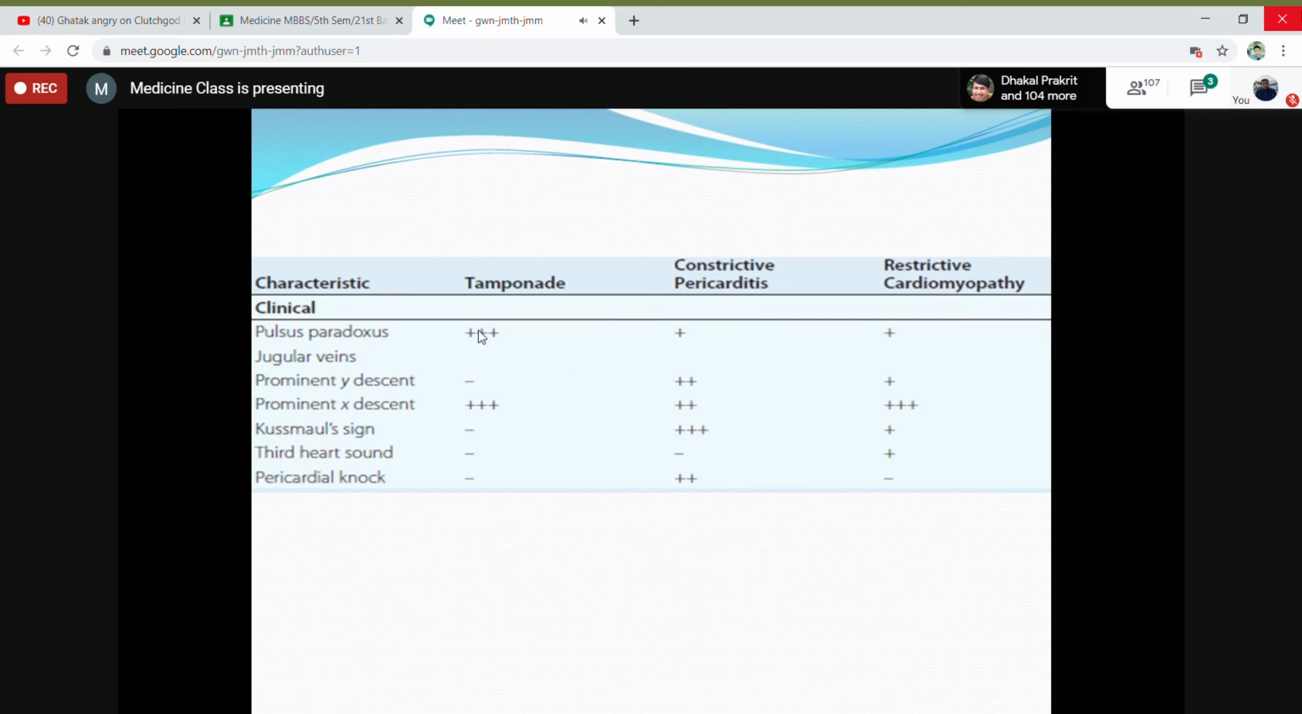Changes in JVP, prominent Y descent will be there mostly in constrictive pericarditis, less commonly in restrictive cardiomyopathy. Prominent Y descent will be there in all three, but will be more prominent in cardiac tamponade and restrictive cardiomyopathy. Kussmaul sign will be there in all, but more prominent in constrictive pericarditis. Third heart sound will be there in restrictive cardiomyopathy, and pericardial knock is diagnostic of constrictive pericarditis.